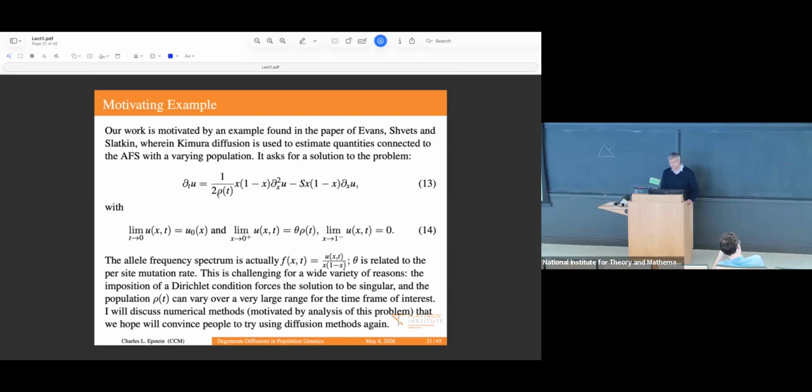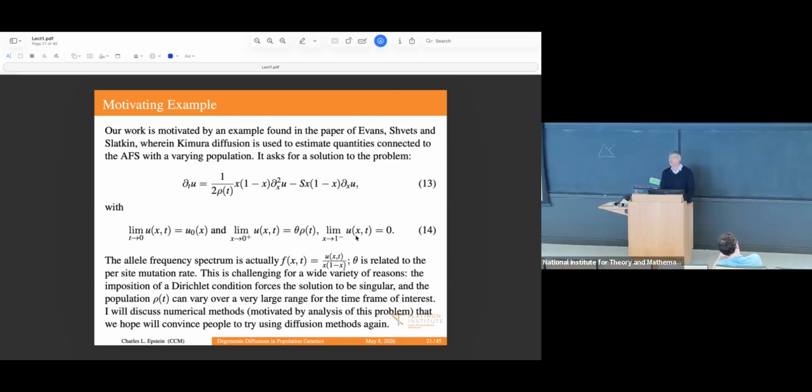dtu is 1 over 2 rho of t, where rho is now going to be the population, times the diffusion term. Plus here we just have a selection term, and there's no vector field. There's no inward pointing vector field. So you can specify Dirichlet data. And the initial condition is some u0, which comes from some stationary distribution of some other process. And the left boundary condition is that you want theta times rho of t, where rho of t here is this population size. And the right boundary condition is that you want u of x and t at 1 to be 0.